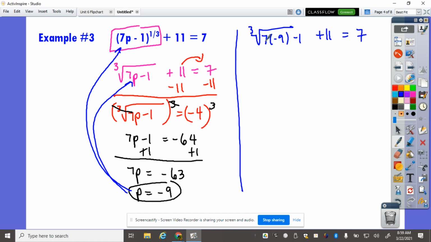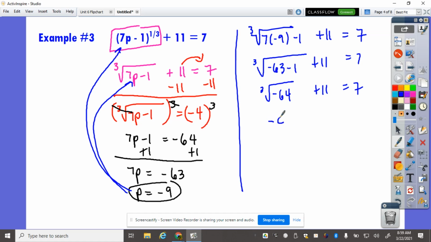7 times negative 9 is negative 63, minus 1, is the cube root of negative 64, plus 11, is equal to 7. The cube root of negative 64 is negative 4, plus 11 equals 7. And the answer there is 7. Since they are equal, that means our p equals negative 9 is correct. Kaboom.